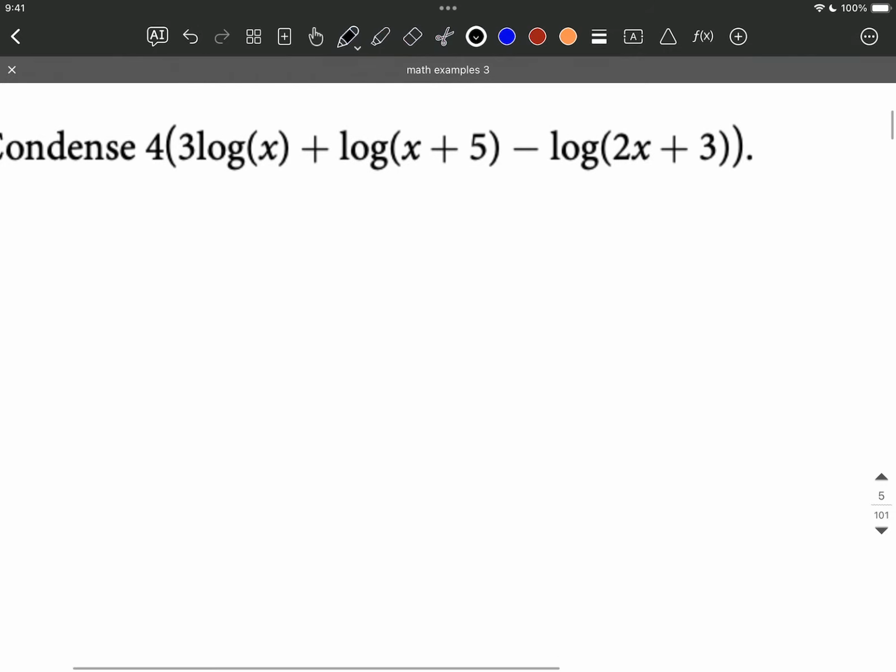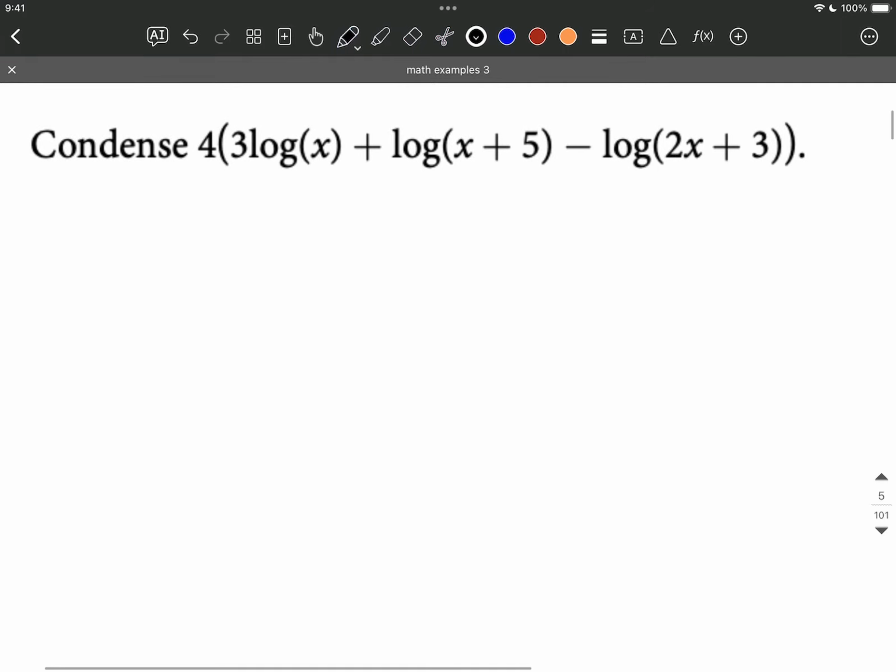All right, one more of these. Let's think about how would you want to attack this? Well, I note that we have some additions, we got subtraction, we got a 4 kind of hanging out in front. My first thing that I would probably do in this case is go ahead and say, well, it's just a number out in front here. Let's go ahead and distribute that to each one of these things that's added or subtracted.